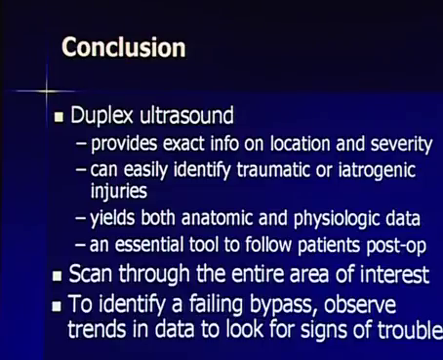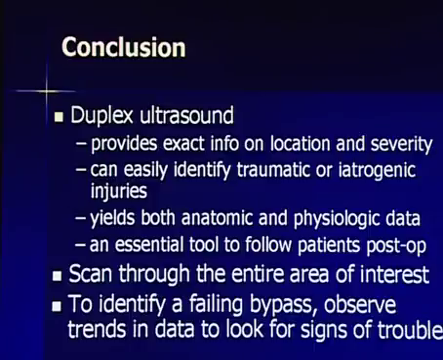So to conclude, we talked a lot about lower extremity arterial ultrasound. And we know now that ultrasound can provide exact information on the location and severity of disease. In addition to looking for plaque and atherosclerosis, we can also identify traumatic injuries and iatrogenic injuries. And the nice thing about ultrasound is we get all that anatomy and anatomic information as well as physiologic information in the blood flow rates that we measure. It really is an essential tool to properly caring for these patients in the postoperative period.